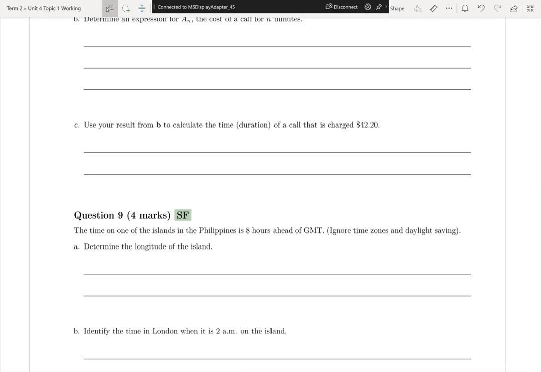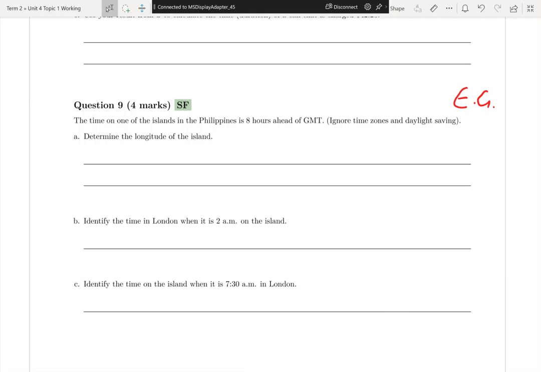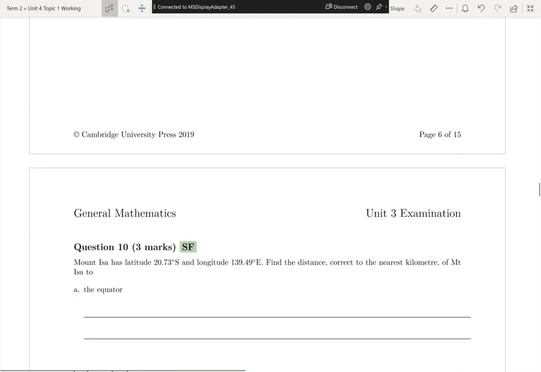Question 9. 4 marks, simple familiar. Time on the island in the Philippines is 8 hours ahead of GMT. Determine longitude. What would that be? Geometric. Starts with a G. It's not time series. Yeah, Earth geometry. And then identify the time in longitude. Yeah, island, same thing, and then vice versa.